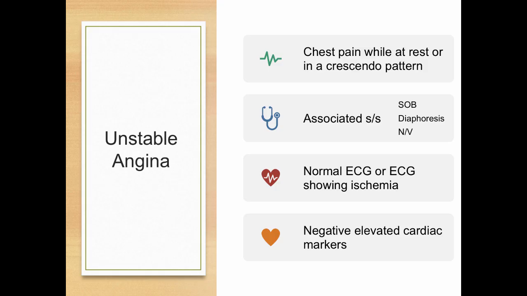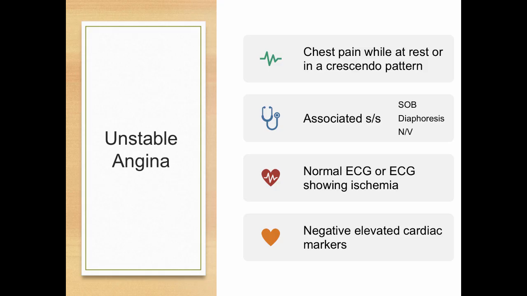Unstable angina, this is just chest pain, but it's chest pain at rest. So I've got chest pain maybe with exertion, but when I take a rest, it doesn't go away. Or maybe I've got this crescendo, decrescendo pattern. It comes and goes at rest. So the big delineation here with stable versus unstable angina is I've got chest pain, but when I take a rest, when I sit down, it doesn't go away.